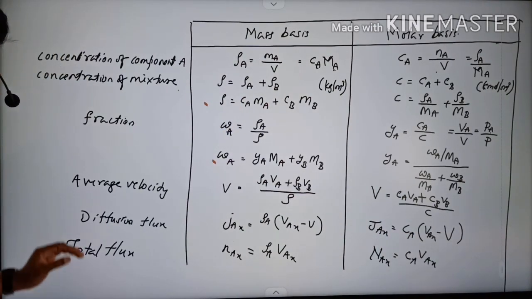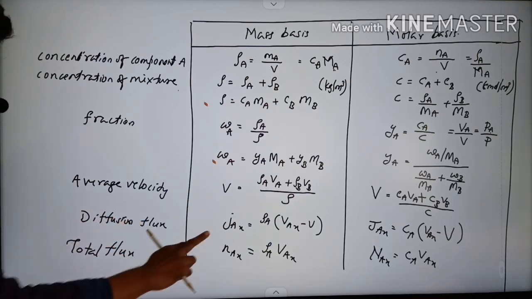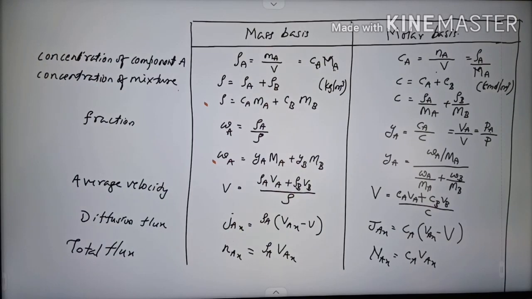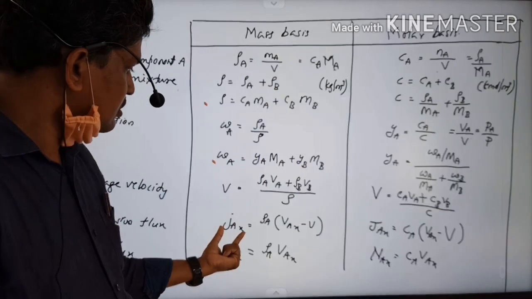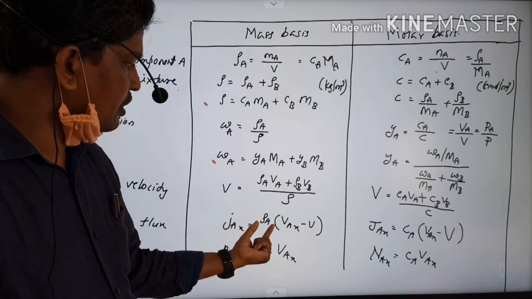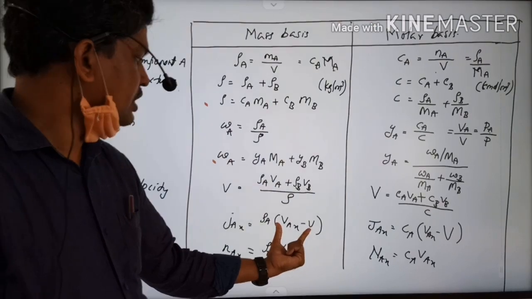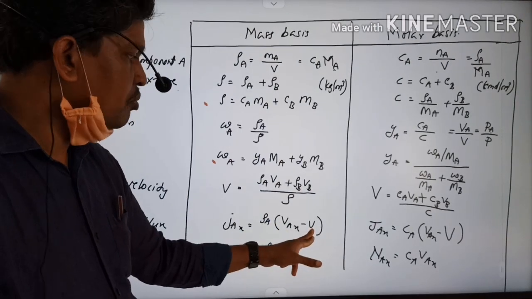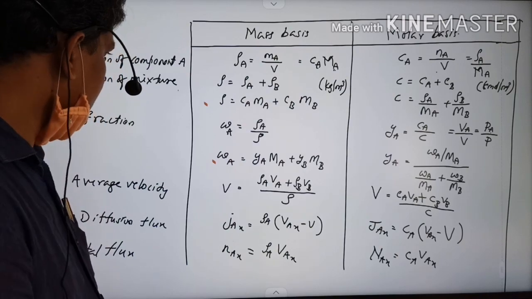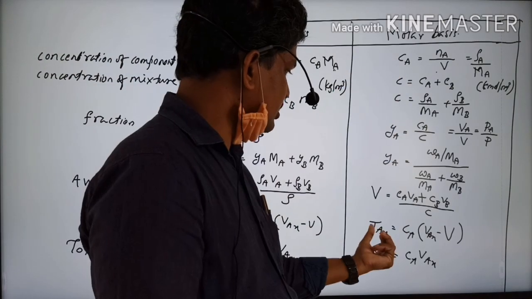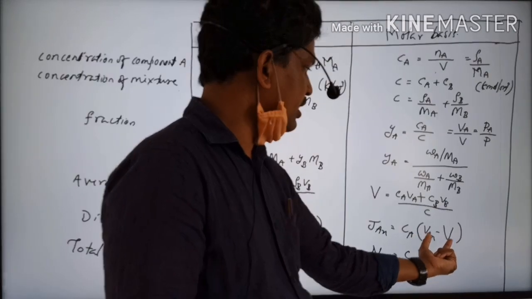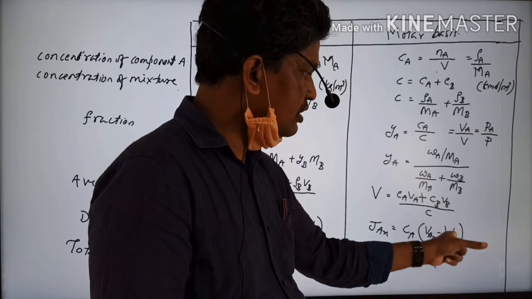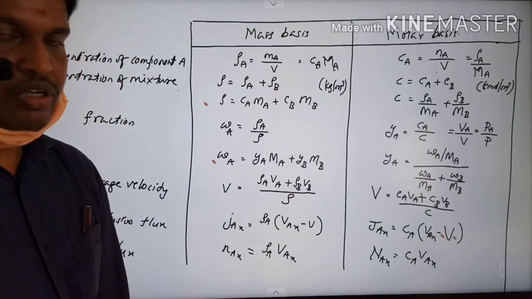Then comes the fluxes. There are four types of fluxes: two diffusion fluxes and two total fluxes. Then the mass diffusion flux, that is Jx, which is equal to rho A into the diffusion velocity Vax minus V, where V is the mass average velocity. Then the molar diffusion flux, capital Jx, which is equal to Ca into the diffusion velocity, Vax minus capital V. Capital V is the molar average velocity.